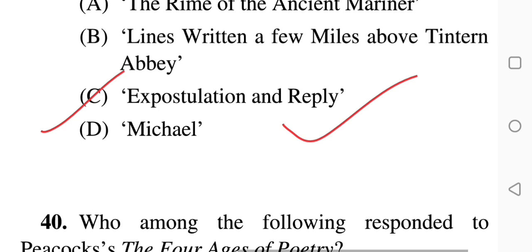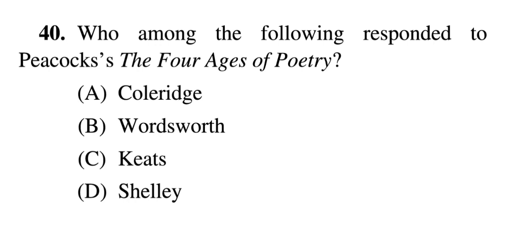Number 40, this will be the last question for today's discussion, and in our upcoming class we will try to do from 41. Who among the following responded to Peacock's The Four Ages of Poetry? Coleridge, Wordsworth, Keats, Shelley. Who is the correct answer? So the correct answer of this question will be number D, that is P.B. Shelley. I hope you have heard his name.